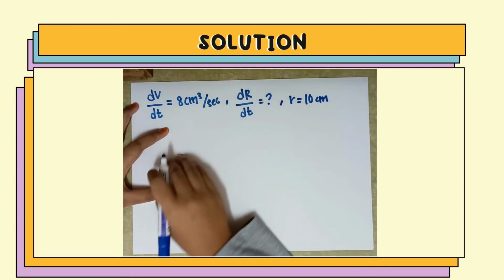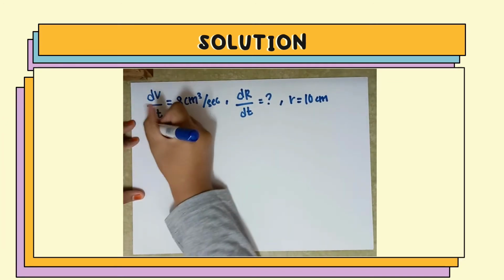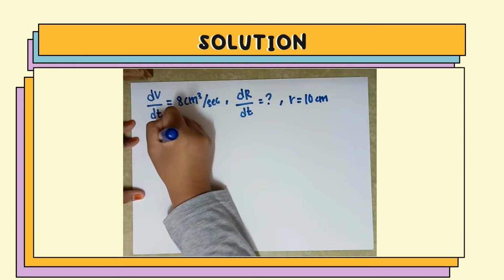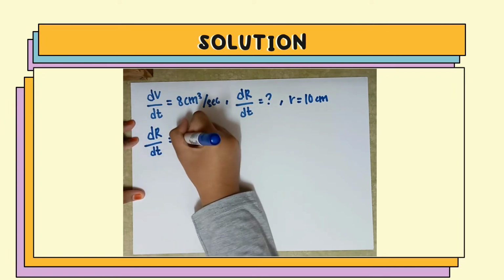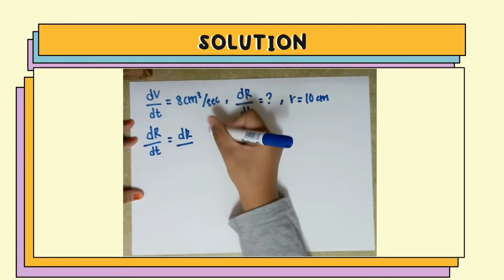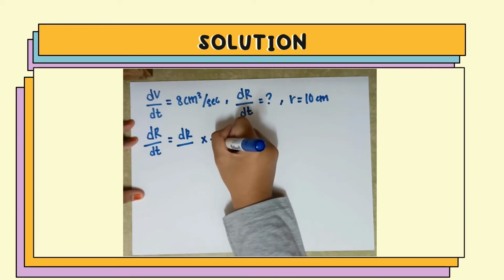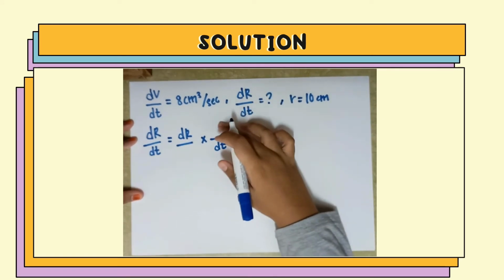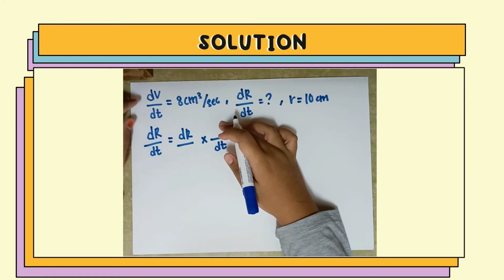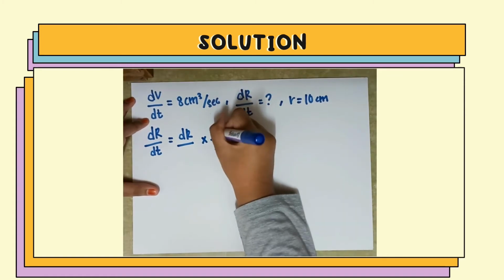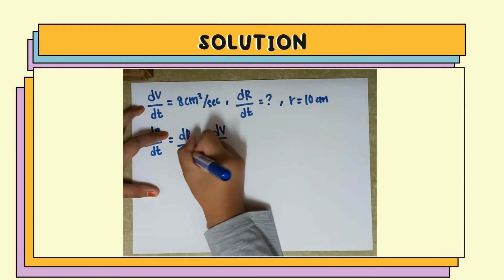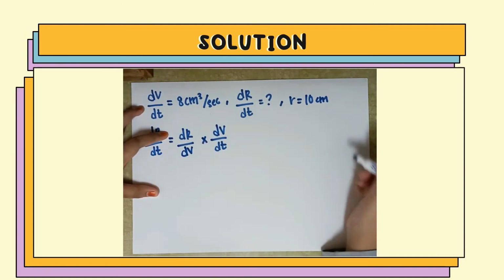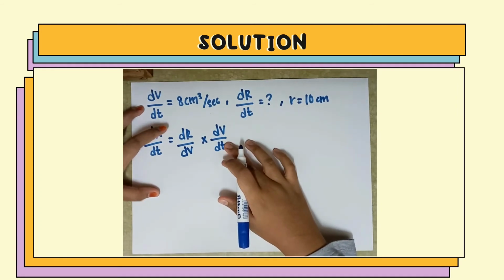So first we need to write the equation. It's going to be dr over dt equals dr over dV times dV over dt. So in the blank, we have dV over dt, so we write dV over dt, and also in the blank here we need to write dV. So now we already have dV over dt, and now we need to find dr over dV.